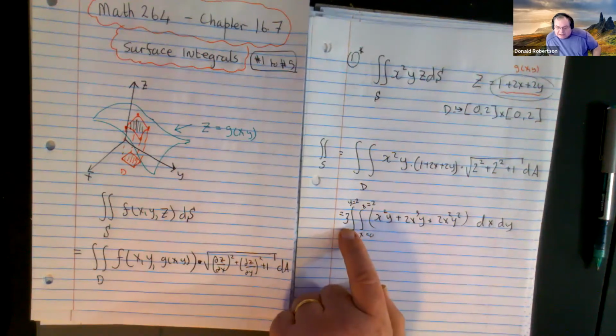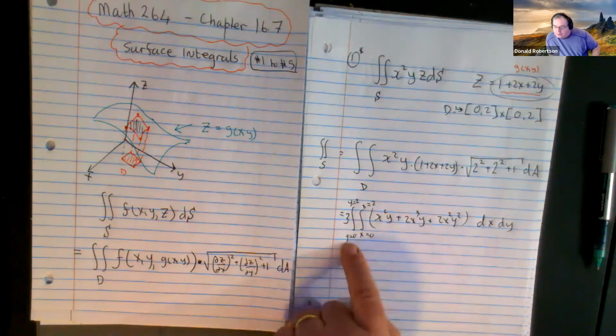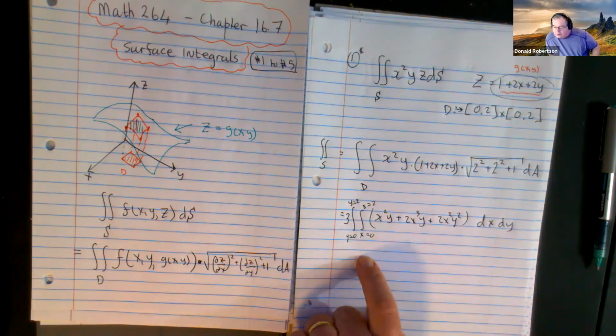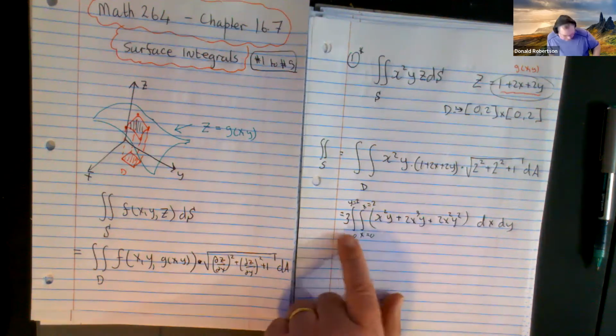Is it okay for me to do a dot, dot, dot in this, or do you want me to do this double integral? You want to see it as a calculation? Yes, please. Okay.